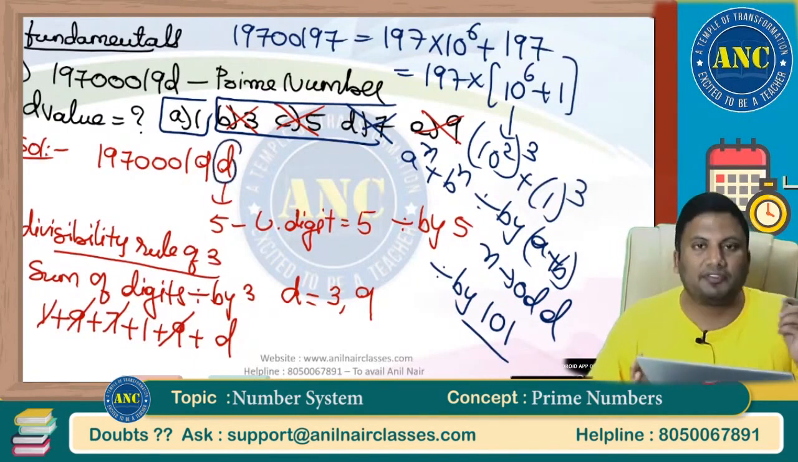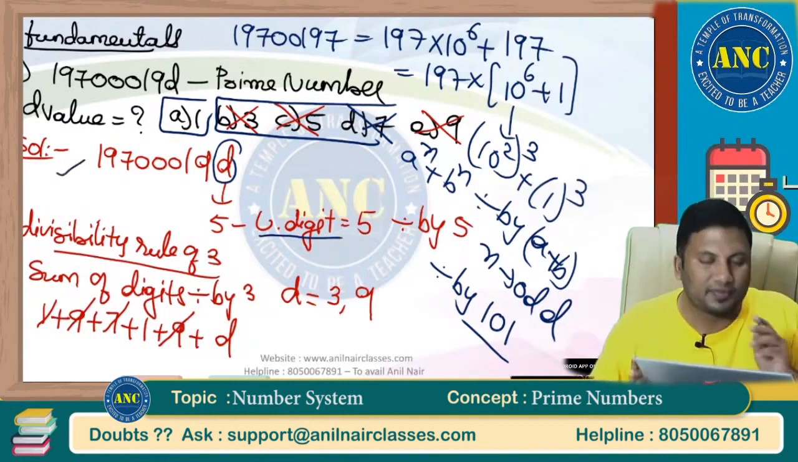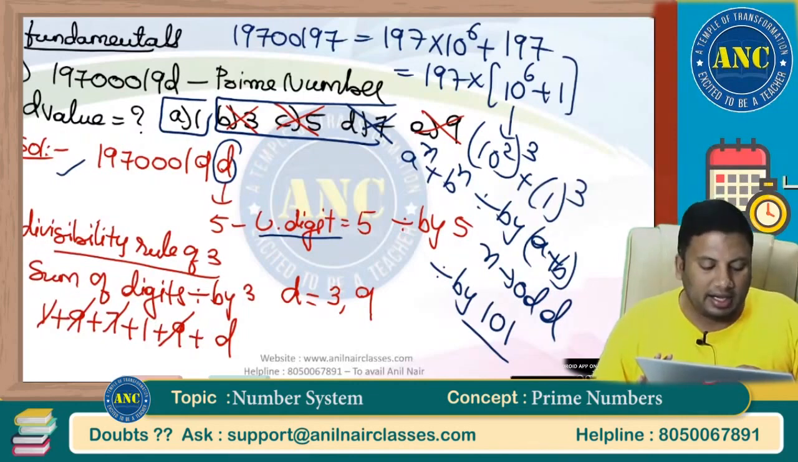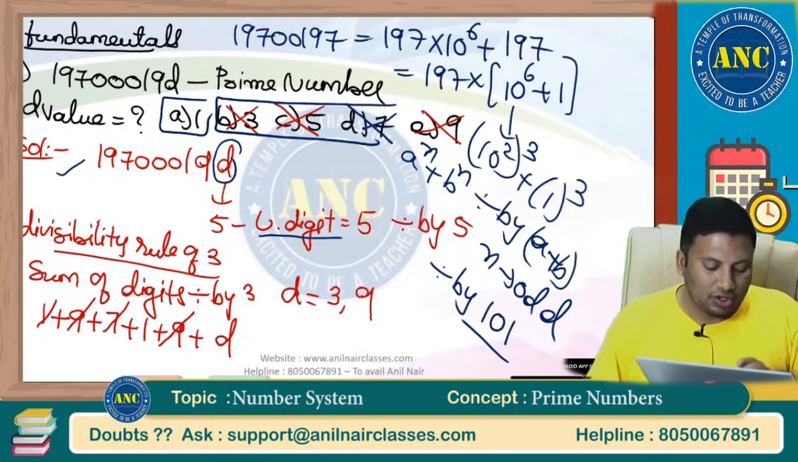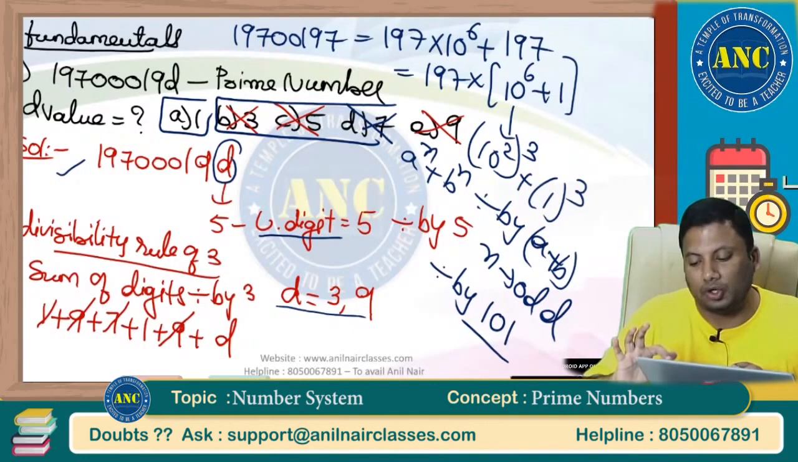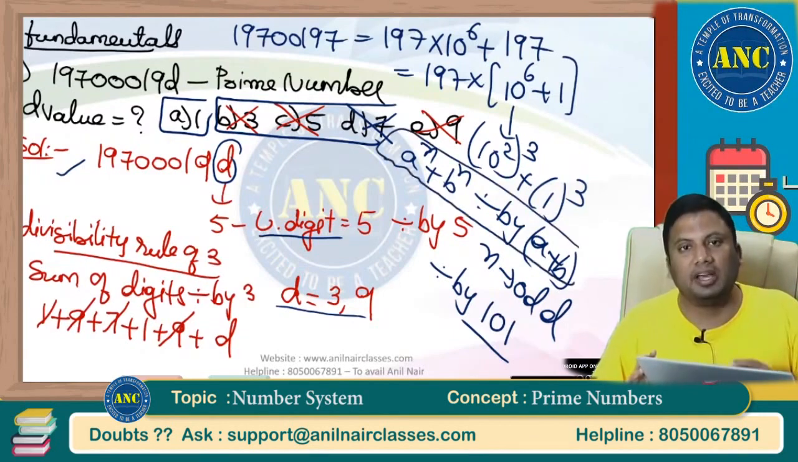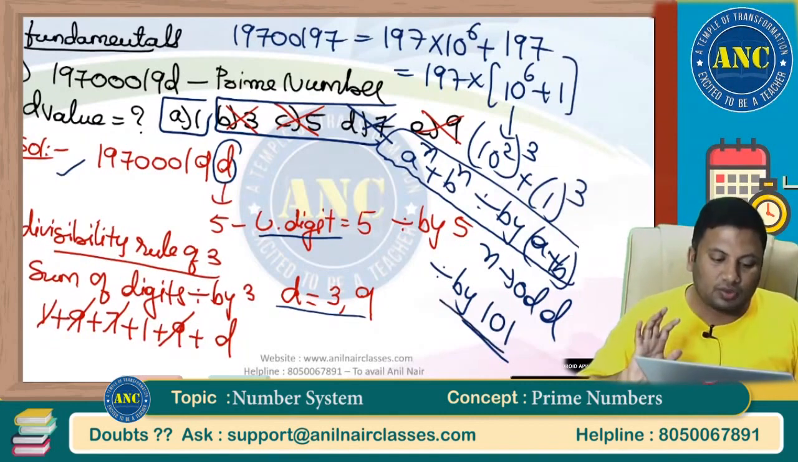If D is 5, if the unit digit is 5, the number is divisible by 5. First logic. Sum of the digits: 9 and 9 are out, 7 plus 1 plus 1 is 9, so 9 plus D should be divisible by 3. So D can be 3 or 9. So 3 is out, 9 is out. If I keep 7, 197 into 10 power 6 plus 1, (10 square) whole cube plus 1 whole cube. A power n plus b power n is divisible by a plus b if n is an odd number. So the answer is divisible by 101. This is one way to solve.